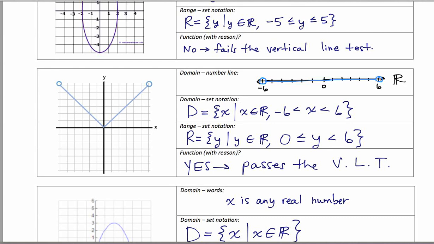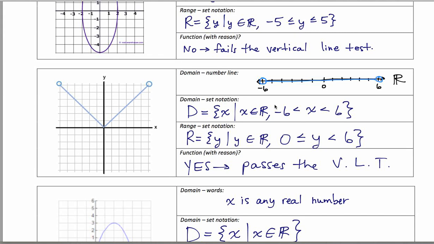In terms of the domain, then we'll just use our set notation to describe x as the set of all x values such that x is an element of the real numbers where -6 is less than x, which is less than 6. Okay, so notice that we're just saying less than because it's open, so we can't say less than or equal. It doesn't include -6 and 6.